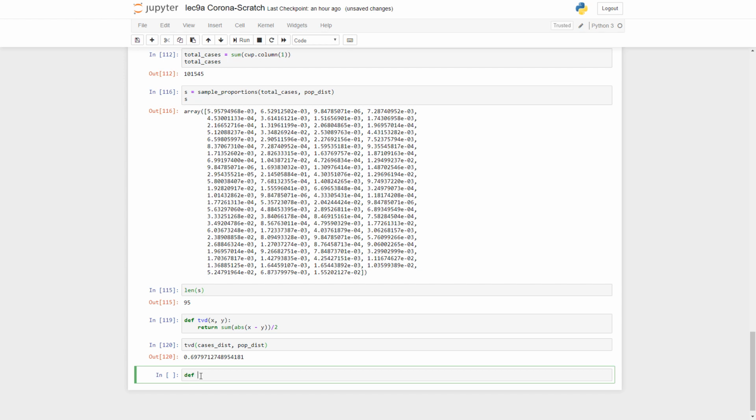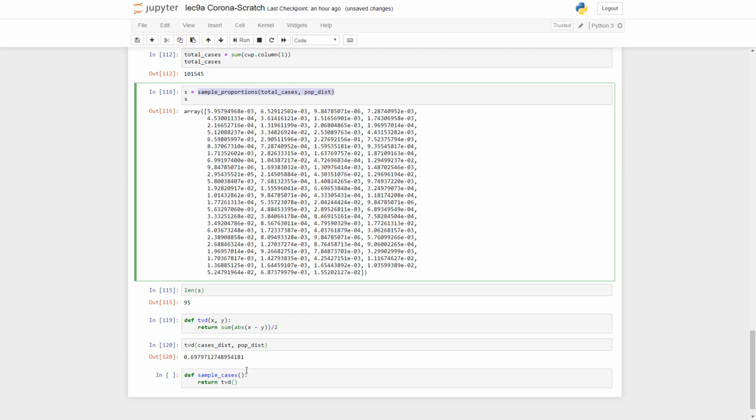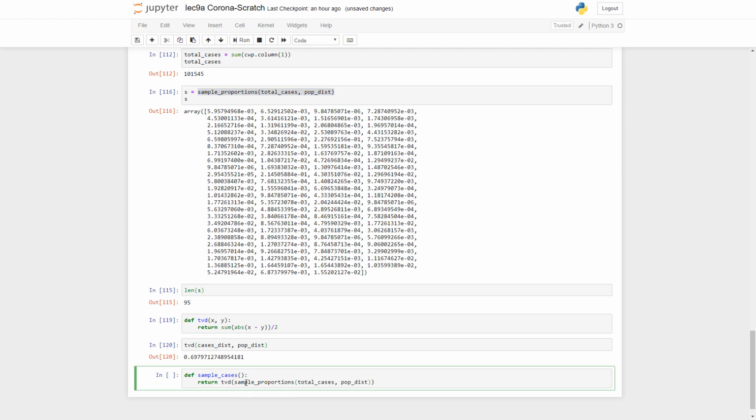Now let's define a function that will give us the statistic value out of one random sample. Let's call it sample cases, and sample cases will return the TVD of a sample proportions. So we take this and put it here. It just calls TVD over the distribution that we get from the sample, and of course we want to compute the difference between the distribution of the sample and the distribution of the model, which is the population distribution.